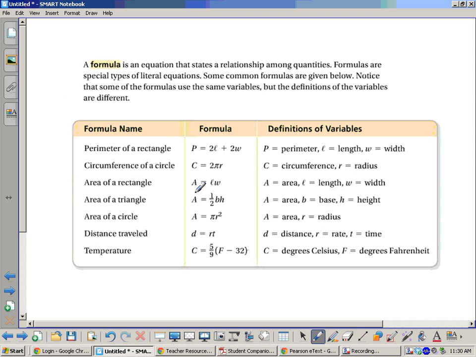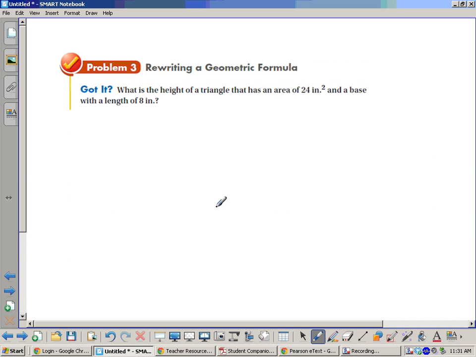Now for the formula part of it. Here's a key concept that you could add to your key concept sheet that has to do with certain formulas that you'll be working with in the exercise problems tomorrow. So all of these formulas here represent different formulas for, in this case, rectangles, circles, triangles, and then a distance traveled, which we're going to use in an example in just a moment, and then temperature. So you can go ahead and pause this if you need to write those down.